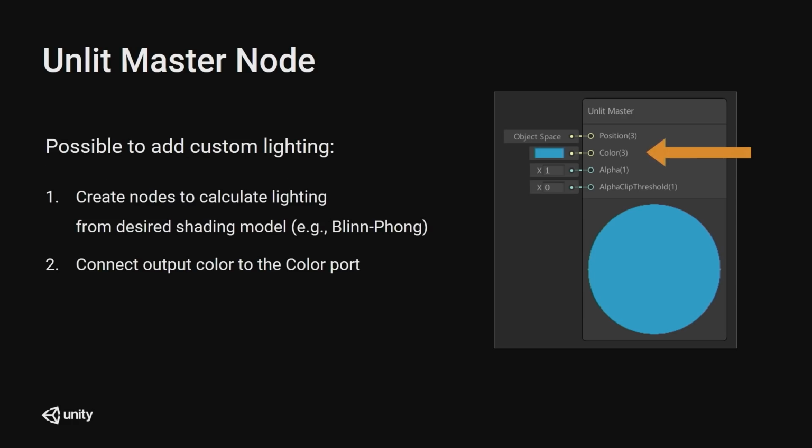You do this by using the provided math nodes to calculate lighting for your target shading model, which may be, for instance, Blinn Phong. All the math nodes that you need to do this are supplied in the provided node library. And once you've done the math, all you need to do is just connect the output color to the color port in the Unlit master node. This is a pretty neat and lightweight way to do some simple lighting.